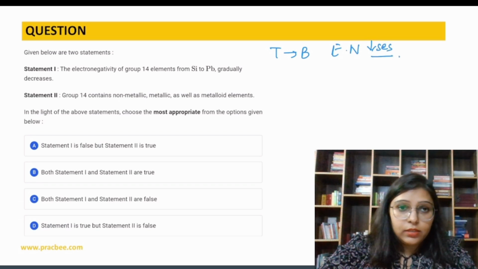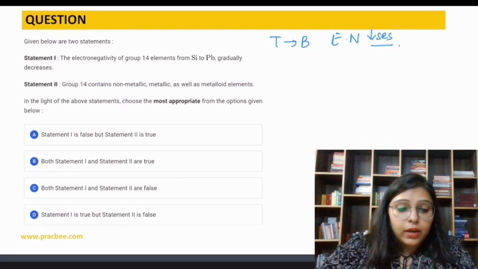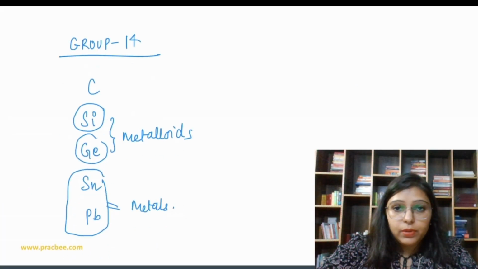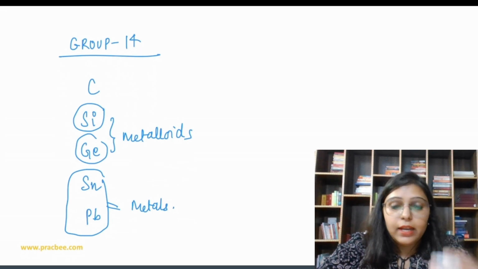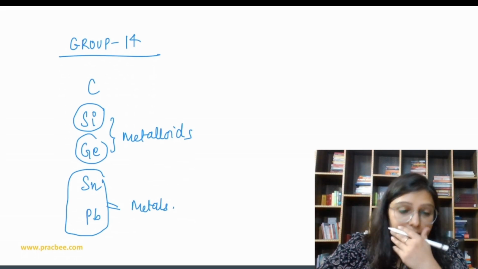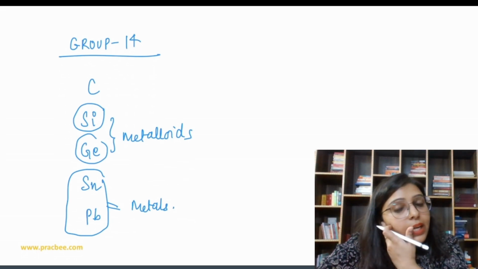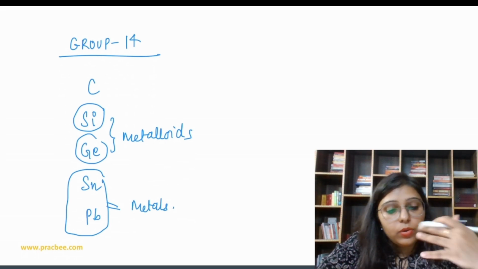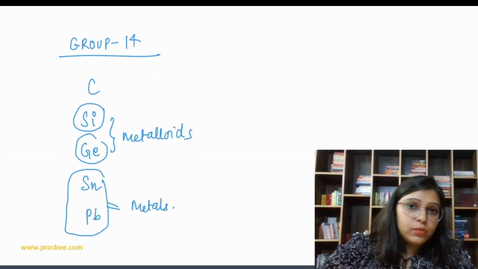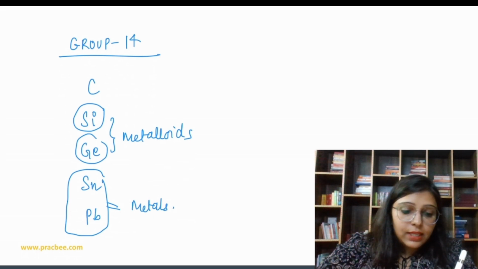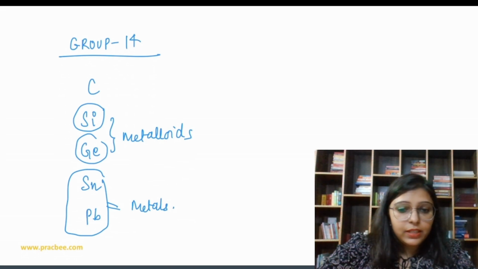Electronegativity decreases, right? But here, on moving down the group, metallic character increases. We have the increase in metallic character. So what happens over here? Carbon is a non-metal, so it has more electronegativity, right? Carbon is more non-metal, so it has more electronegativity. But silicon and germanium are metalloids, which means the electronegativity is fine.